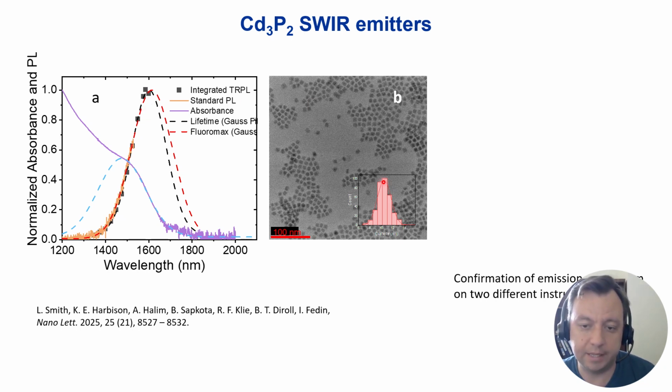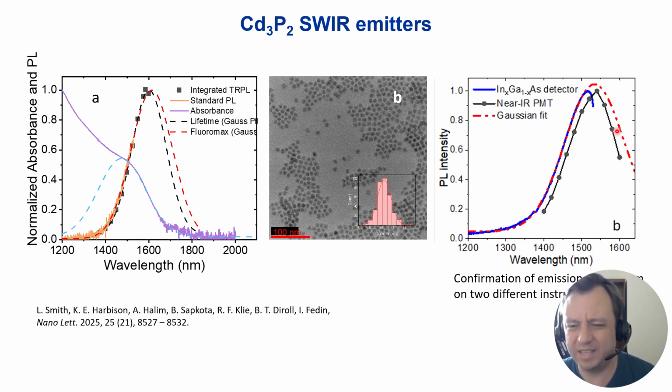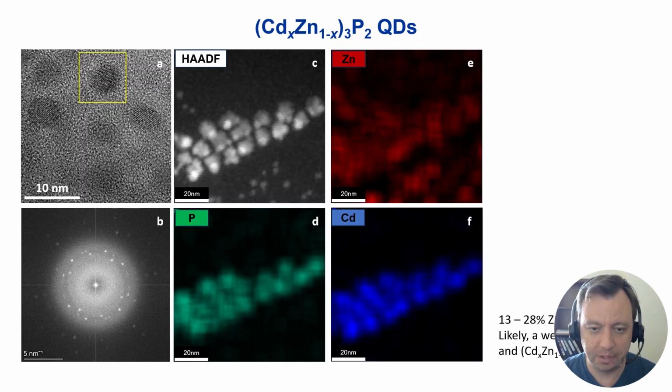Dots were about 10.5 nanometers in size. They're quite faceted. Then another sample of cadmium phosphide. Here we use the combination of our indium gallium arsenide detector and photomultiplier tube and show the emission in this sample is about 1540 nanometers.